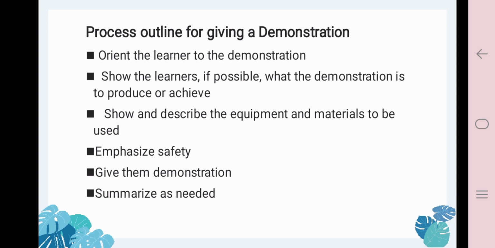So let's move on and the next. The process outlined for given demonstration. So firstly, orient the learners to the demonstration. Secondly, show the learners, if possible, what the demonstration is to produce or to achieve. Thirdly, show and describe the equipment and materials to be used. Emphasize safety, give them demonstration, and then lastly, summarize as needed.